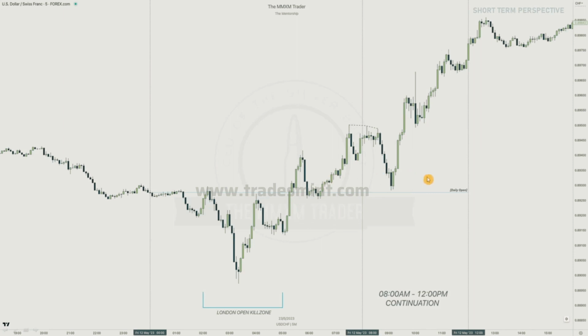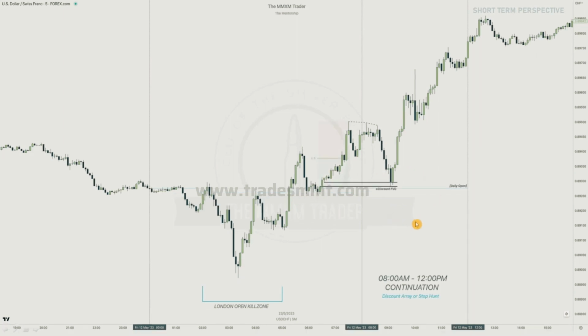So over here, where do we have a discount array? We've got this low until this high, right? This is our dealing range. Why is this the low of our dealing range, right? This low takes out this low over here. That's a high resistance liquidity run, right? And then this high takes out this high. So that's how you define your dealing range, right? Discount into premium, and then we have that failure swings above there.